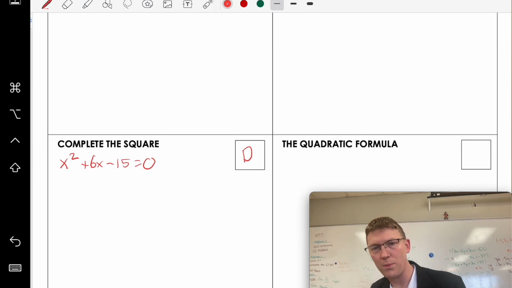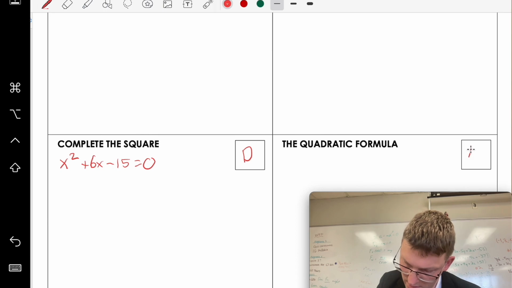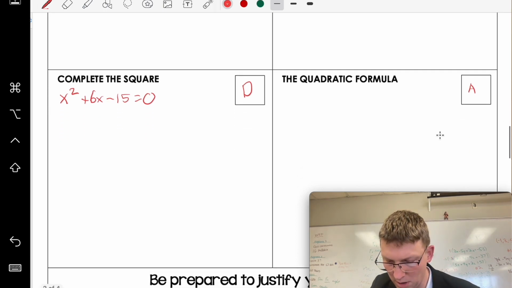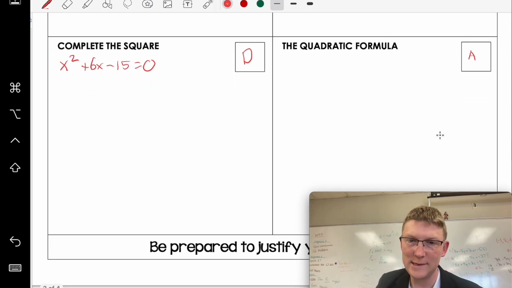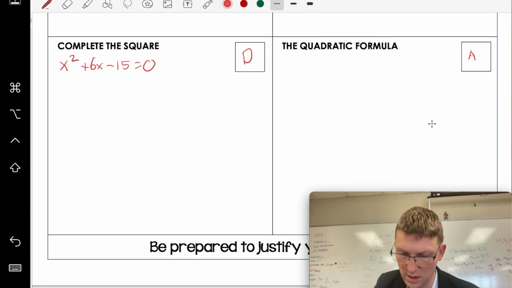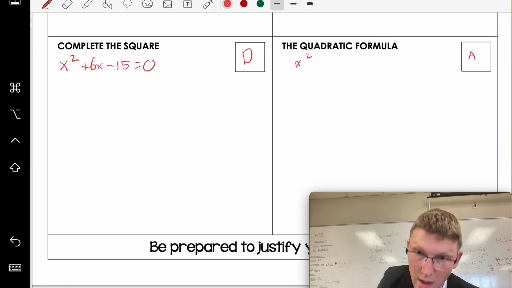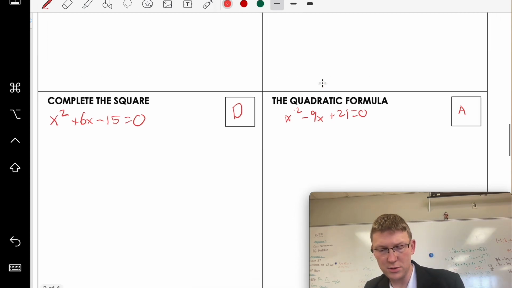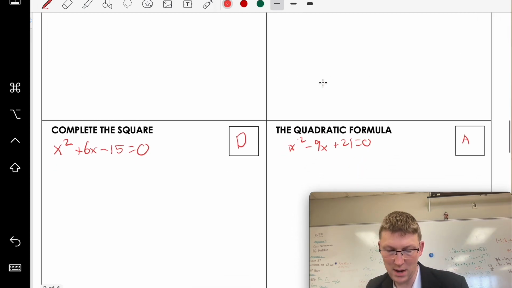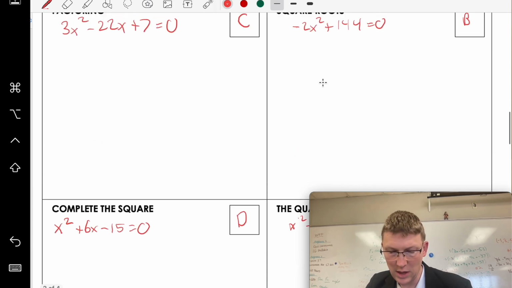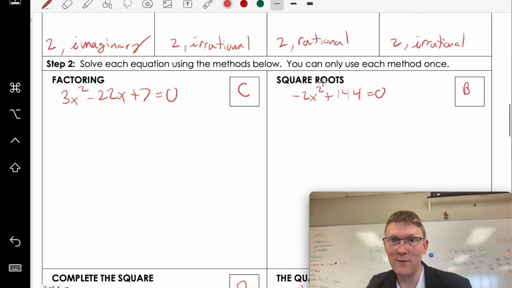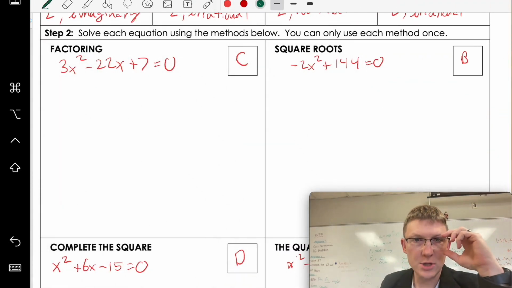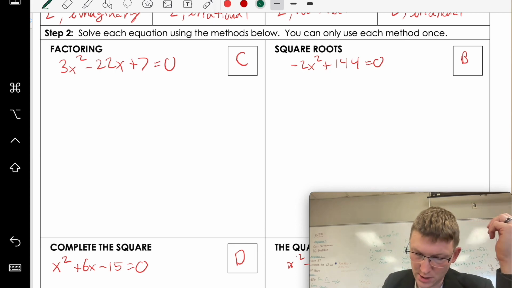And then the thing that I got left, equation A, quadratic formula, that always works. And that is x squared minus 9x plus 21 equals 0. So those are my decisions. Those are what I would do. And let's get factoring.